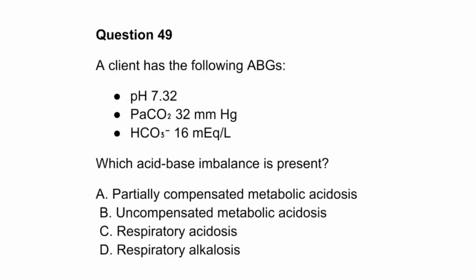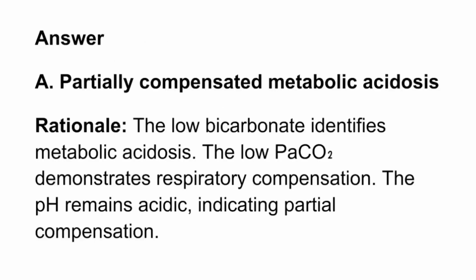Question 49. A client has the following ABGs. pH 7.32, PaCO2 32 millimeters of mercury, HCO3 16 milliequivalents per liter. Which acid-base imbalance is present? A. Partially compensated metabolic acidosis. B. Uncompensated metabolic acidosis. C. Respiratory acidosis. D. Respiratory alkalosis. Answer: A. Partially compensated metabolic acidosis. Rationale: The low bicarbonate identifies metabolic acidosis. The low PaCO2 demonstrates respiratory compensation. The pH remains acidic, indicating partial compensation.